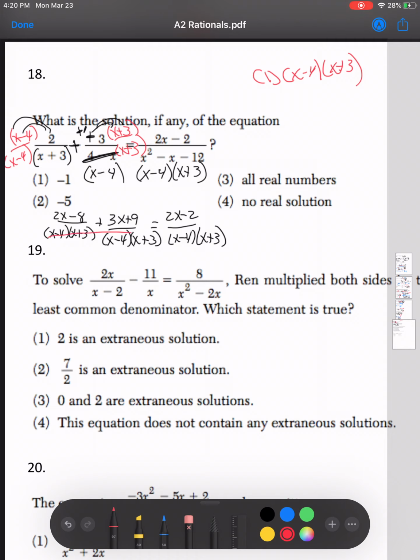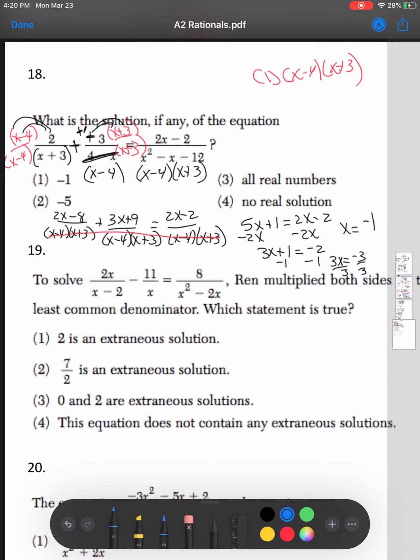Denominators are the same, cross them off. So combined like terms, we get 5x plus 1 equals 2x minus 2. Subtract 2x from both sides, and we get 3x plus 1 is negative 2. And we end up with x equaling negative 1.